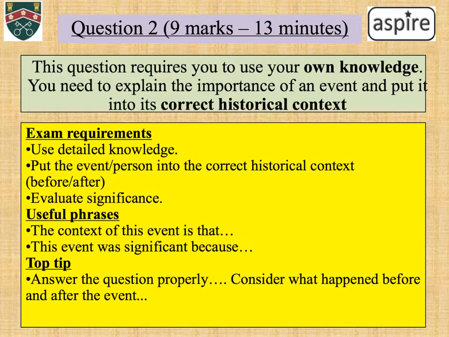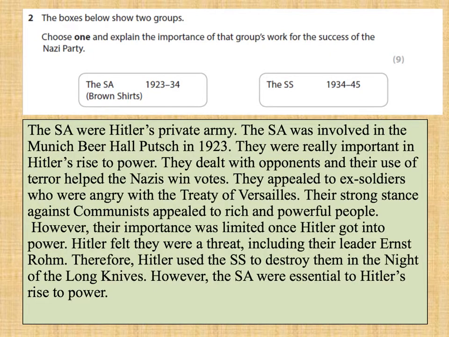So here follows an example of this question. So it's always phrased like this. They always give you 2 boxes and you only need to write about one of the boxes. So they might give you 2 specific historical events or 2 key individuals, for example, and quite often you have to explain the importance of that group's work.